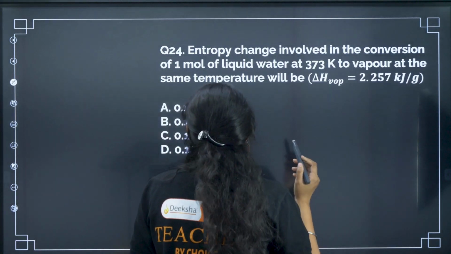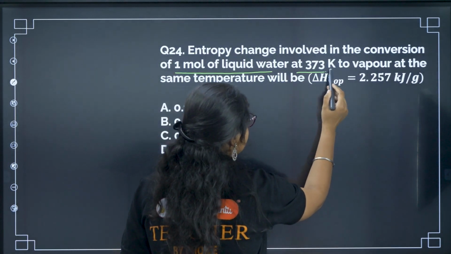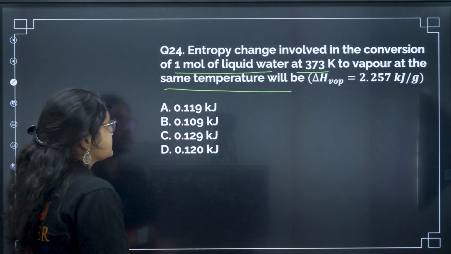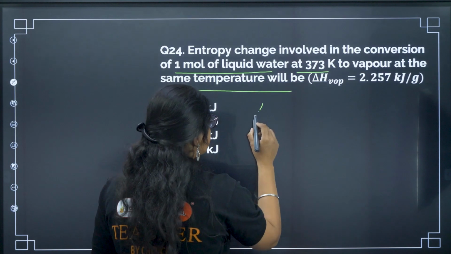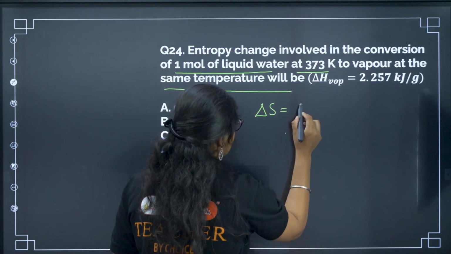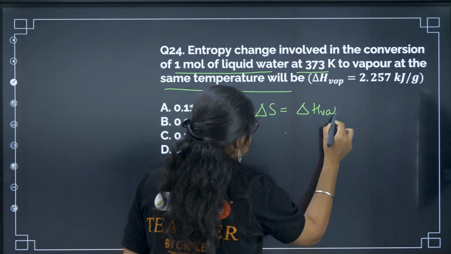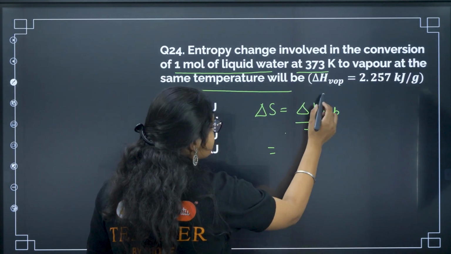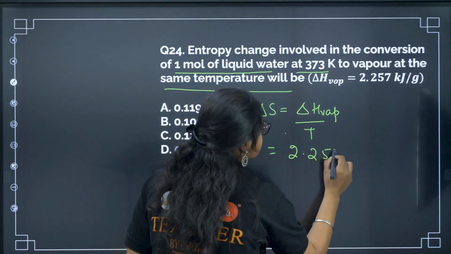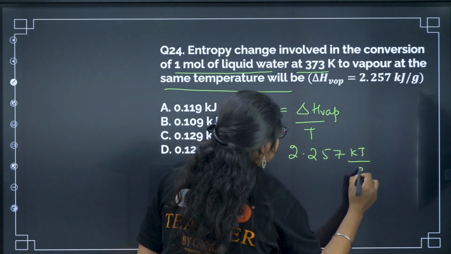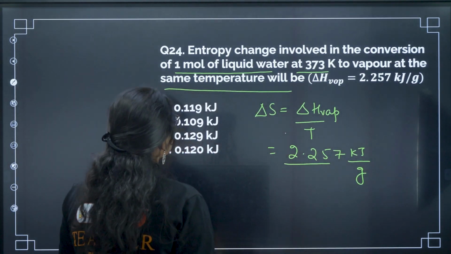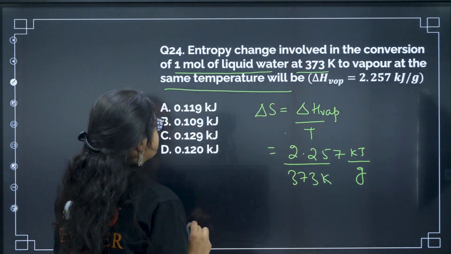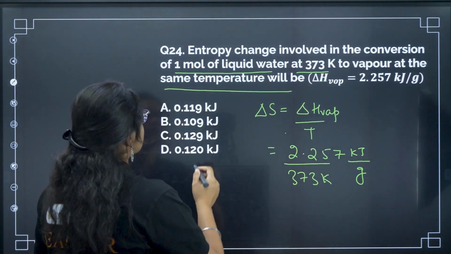Entropy change involved in the conversion of 1 mole of liquid water at 373 Kelvin to vapor at the same temperature will be. For this one we have the entropy change formula: delta S is equal to delta H of vaporization by T, right? Here delta H of vaporization is 2.257 kilojoule per gram, and temperature is 373 Kelvin.